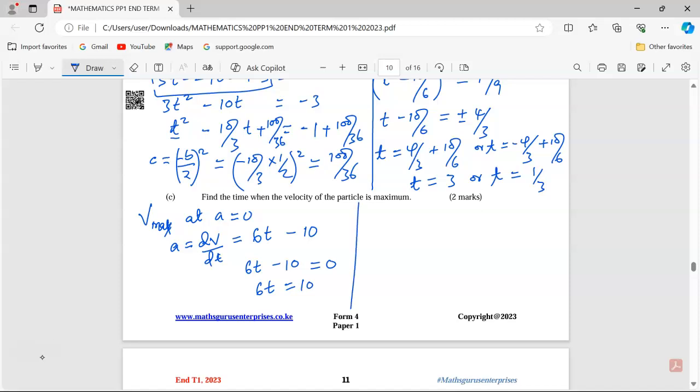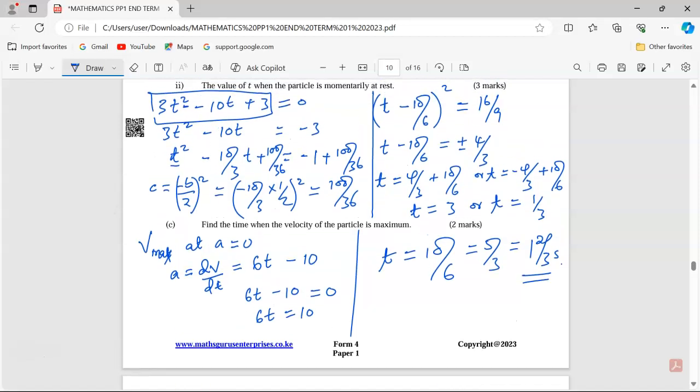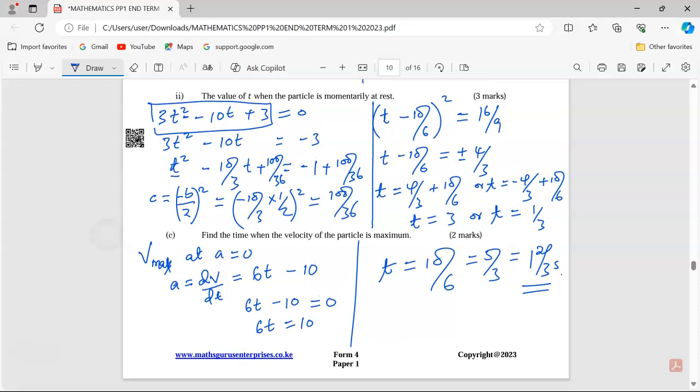And now we're going to say the value of t equals 10 over 6, which is 5/3, which is 1 and 2/3 seconds, of course. So that is the value of time when the particle is having maximum velocity.